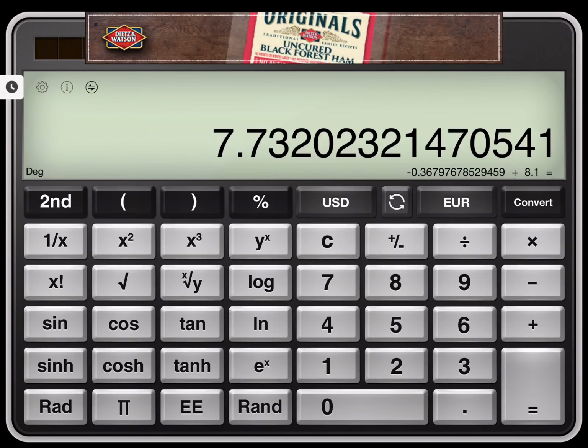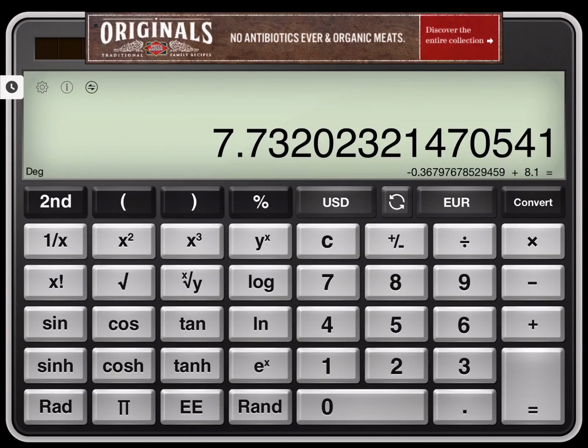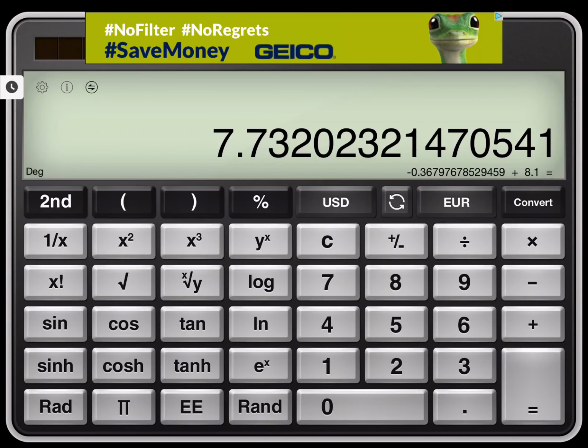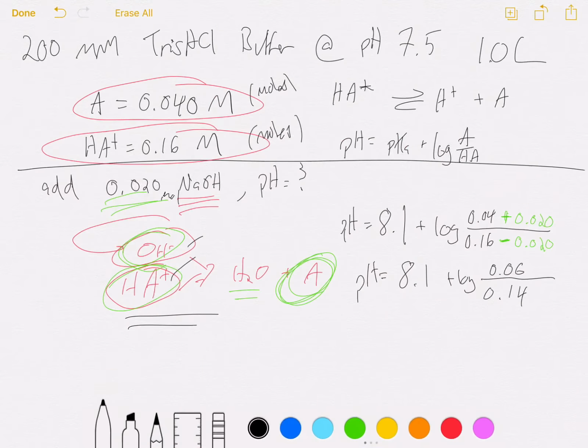And so our new pH will be 7.732 and change, which will round off to the same 2 sig figs the answer was given in, which will be 7.7. So the final pH equals 7.7.